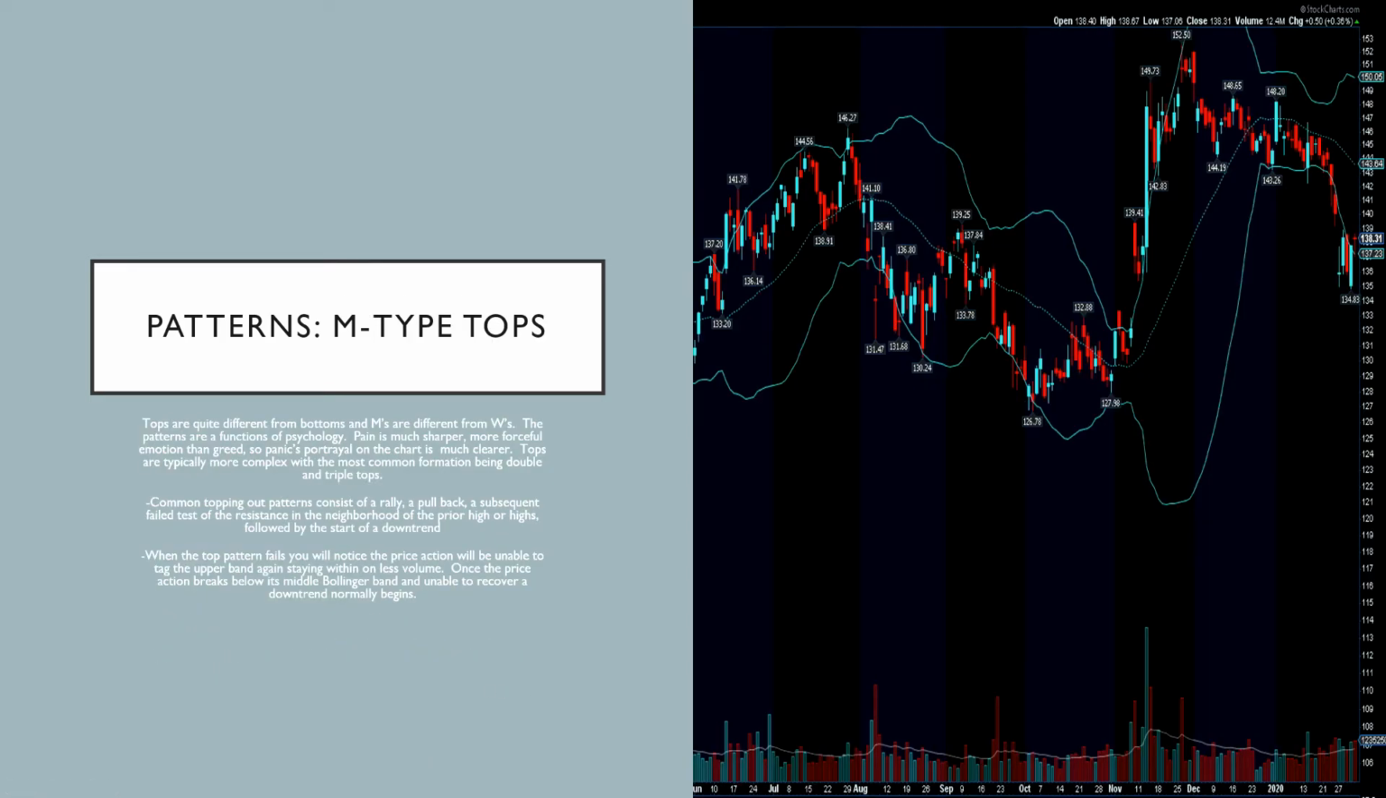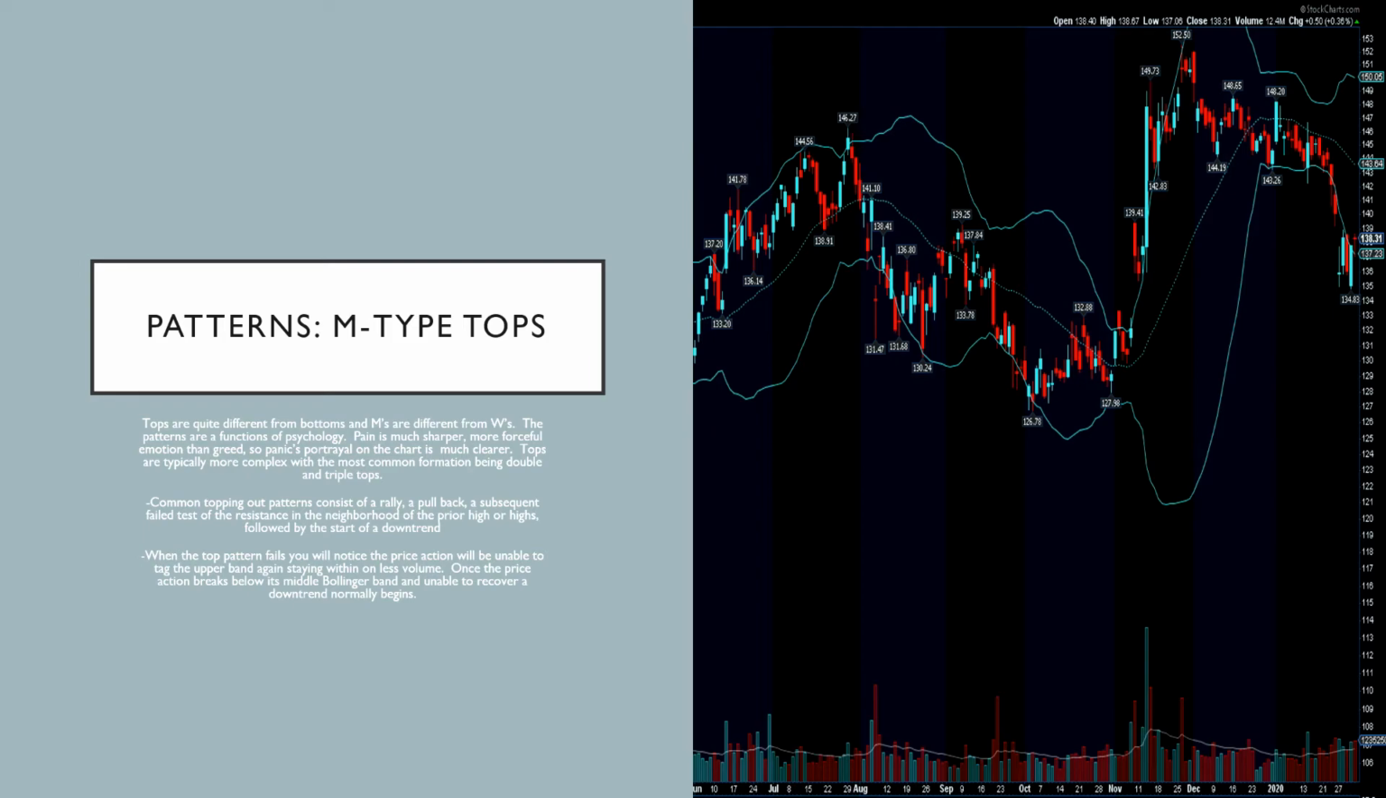Now patterns, M type tops. Okay, tops are quite different from bottoms, and M's are quite different from W's. The patterns are a function of psychology. Pain is much sharper, more forceful emotion than greed, so panic's portrayal on the chart is much clearer. Tops are typically more complex, with the most common formation being double and triple tops. Common topping out patterns consist of a rally, a pullback, a subsequent failed test of the resistance in the neighborhood of the prior high or highs, followed by the start of a downtrend.